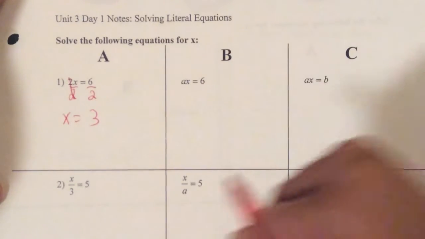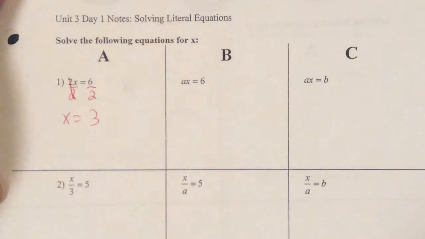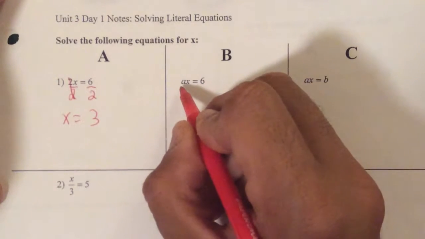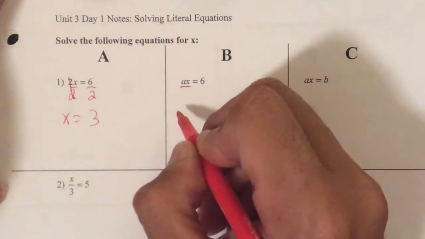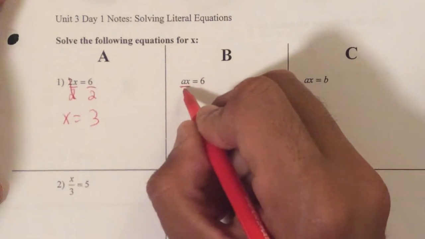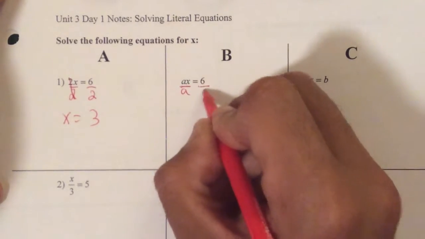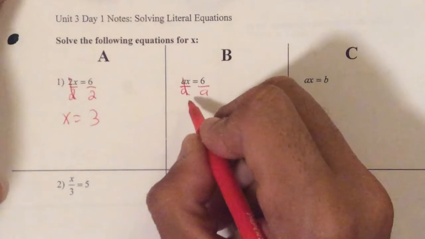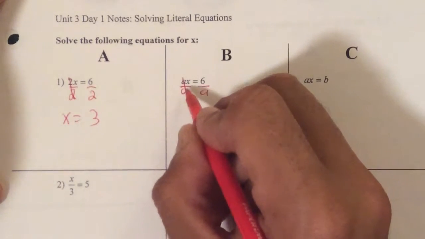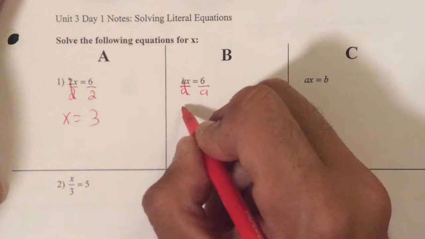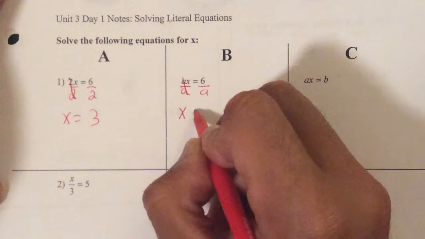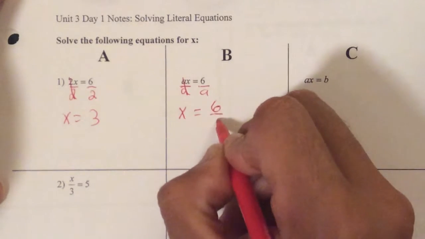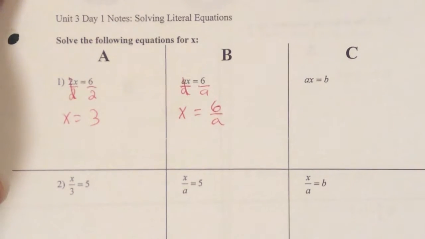Now let's say we remove that 2 and we replace it with another variable. So now we have ax equals 6. Remember, a and x are being multiplied together, so the opposite of multiplying by a is to divide by a. Because we're trying to solve for x, we're trying to move the a to the other side, and the only way to do that is to do the opposite of the operation. So we're left with x equals 6 divided by a. Obviously 6 divided by a can't be simplified, so that will be my final answer.